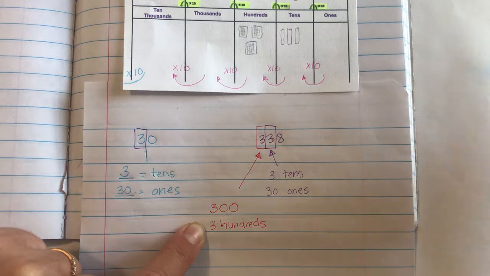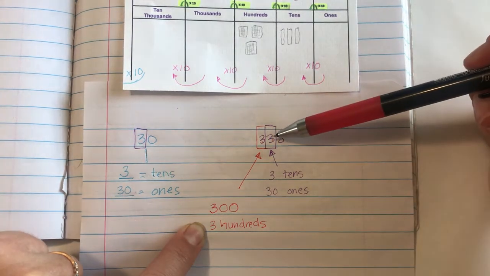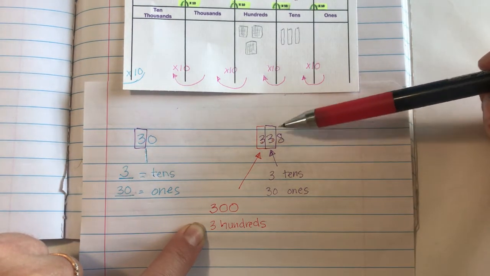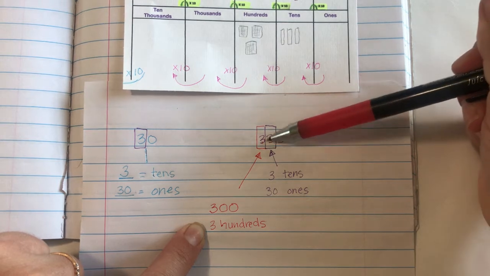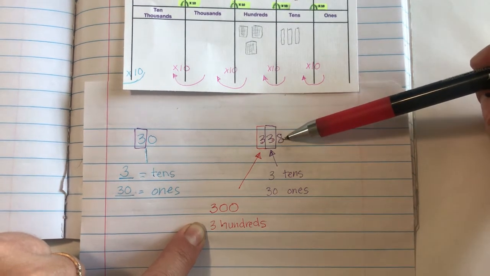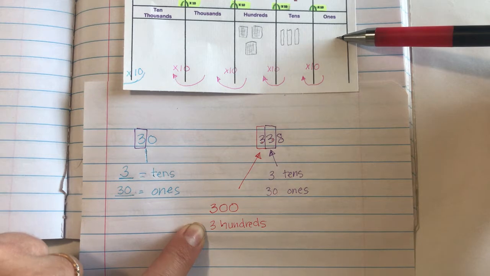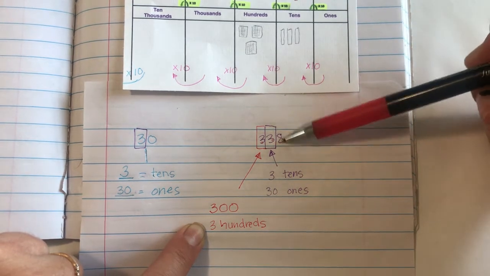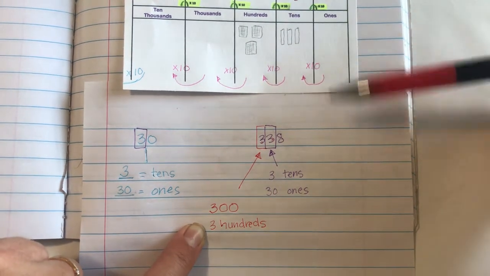And there are 338. So here's where we get our 30, here's where we get our 300, and then of course our 8 just represents the 1's place value, for 8 single 1's.